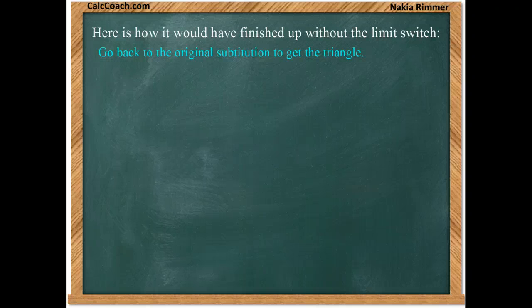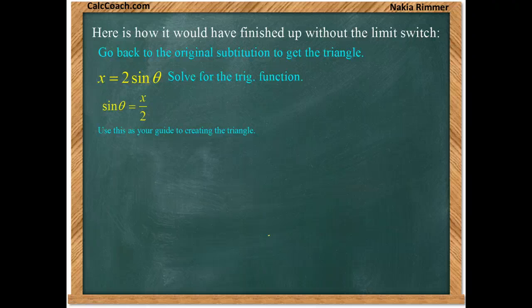You have to resort to the triangle. How do you get the triangle? You have to go back to the original substitution. X is 2 sine theta, and you solve for the trig function. Sine of theta is x over 2. And this is going to be directions on how you're going to create the triangle. Because sine is opposite over hypotenuse, you need to draw a right triangle with theta as one of the base angles, and the opposite side is x, and the hypotenuse is 2. That's where the triangle comes from.